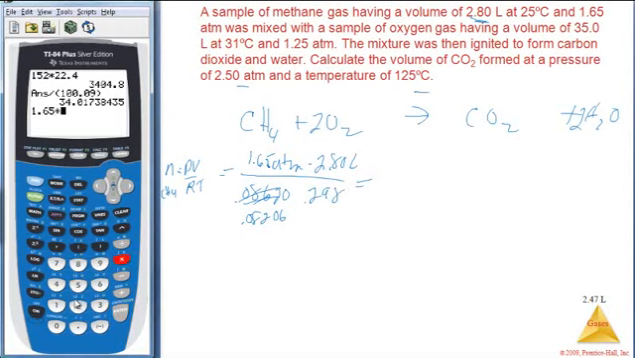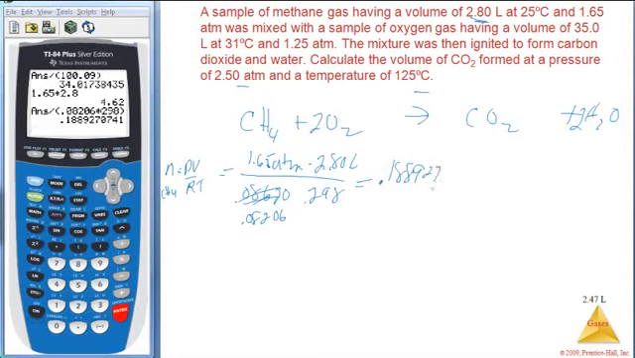If I punch that, I get 1.65 times 2.8 equals, divide by 0.08206 times 298, close my parentheses, and I get 0.188927. It's good to carry as many sig figs as you can, or as reasonable, and then you round at the very end. Alright, so I also have to figure out how many moles of oxygen I have, because it might be limiting. Let's just make sure.